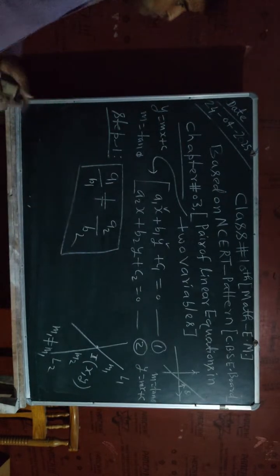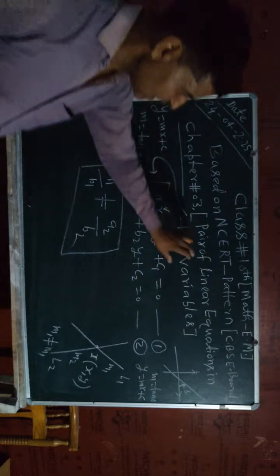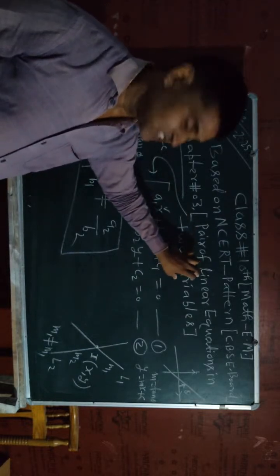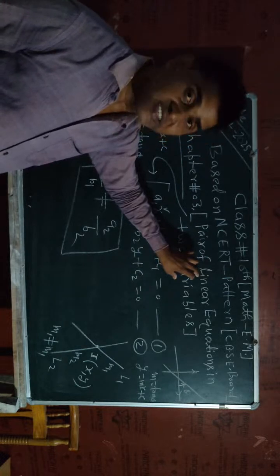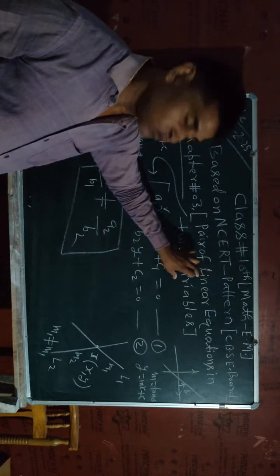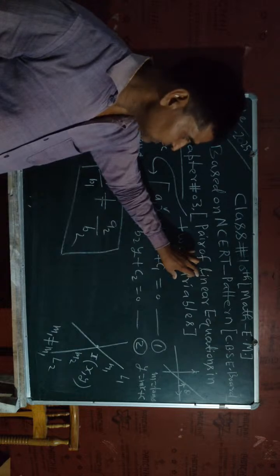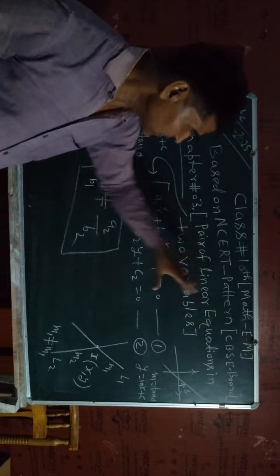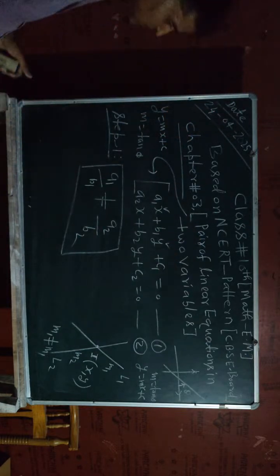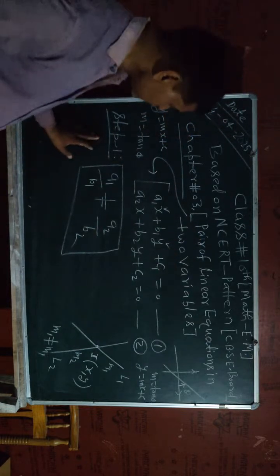Okay, student. So in a pair of linear equations, I have three conditions, and all these three conditions we have to know very clearly, because if these conditions are known by anyone, that student or that person can easily solve any question related to a pair of linear equations in two variables. Okay, student. So step number 1, I have already explained.